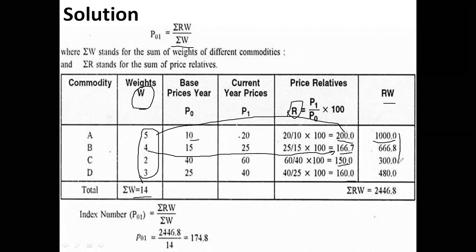Do the summation of these four values, it is 2446.80. Apply the formula, the answer is 174.8. According to this method, the increase in the price index number is 74.8% in the current year compared to the base year. So I hope up to this particular method, the things are clear.